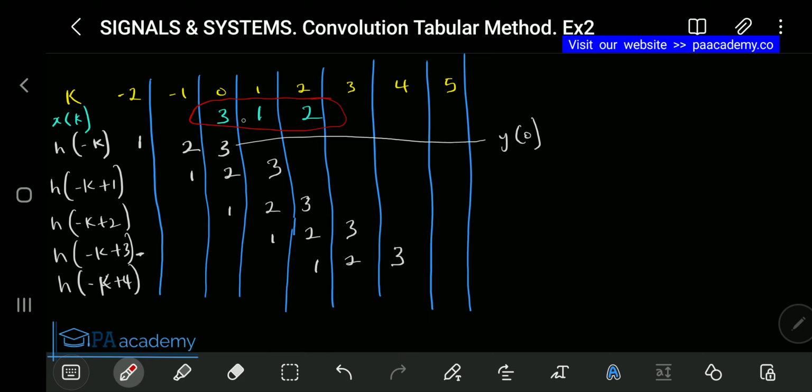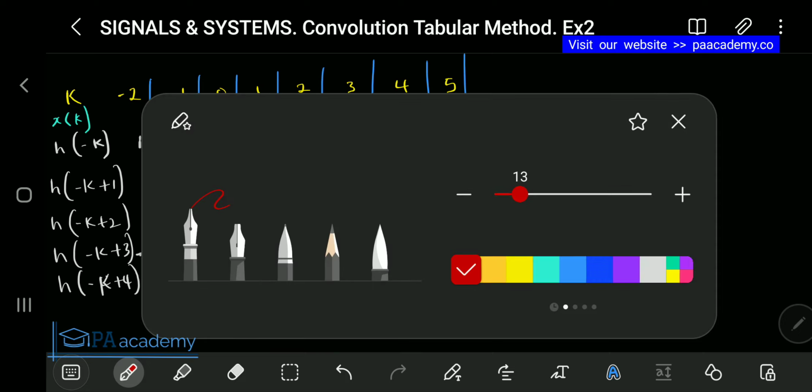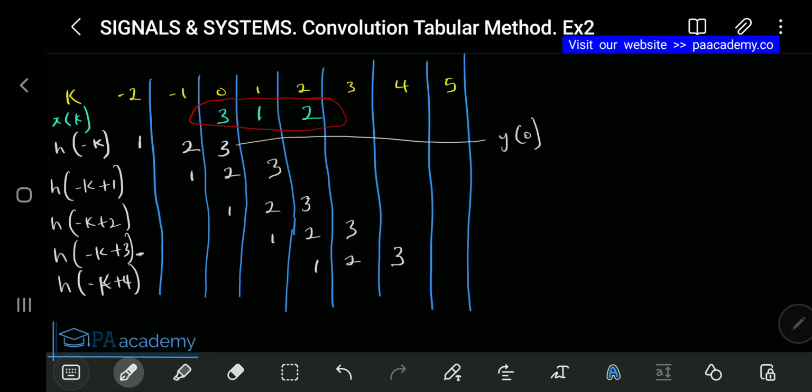So we are going to look if there's anyone that is on the same line with it exactly. Right now, this 3 and this 3, they are on the same line. You can see for 2 and 1, there is nothing on the same line with this 3, 1, 2. So with that, we are going to be having our y of 0 equal to 3 times 3, which is equal to 9. I hope you get that.